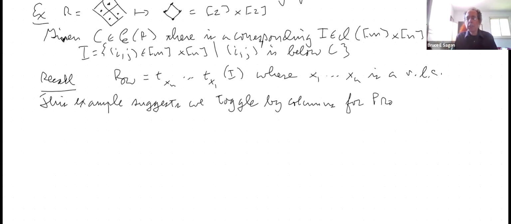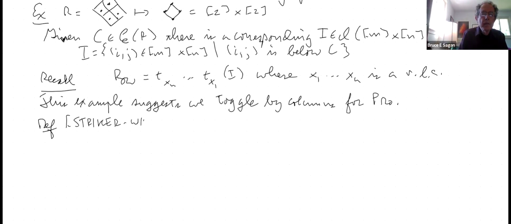But this brings up the question: not every poset that is ranked has a natural row structure, or even posets that aren't ranked have a natural row structure. Column structure, not so clear. So we're only going to be able to do this for certain posets. Let me define now the posets where we're going to be able to do this kind of column toggling. This is a definition of Jessica Striker and Nathan Williams, in a paper of 2012.